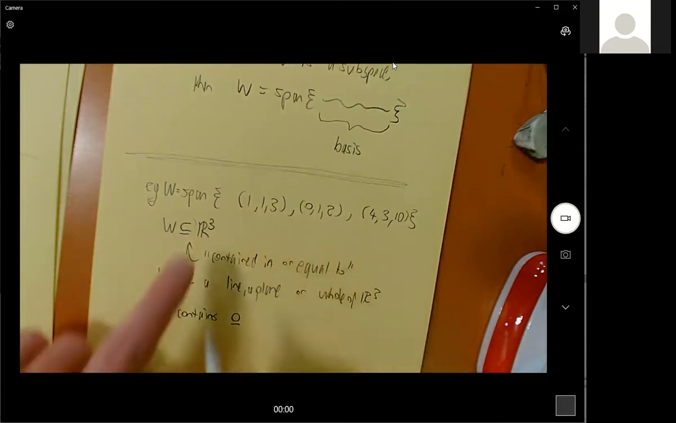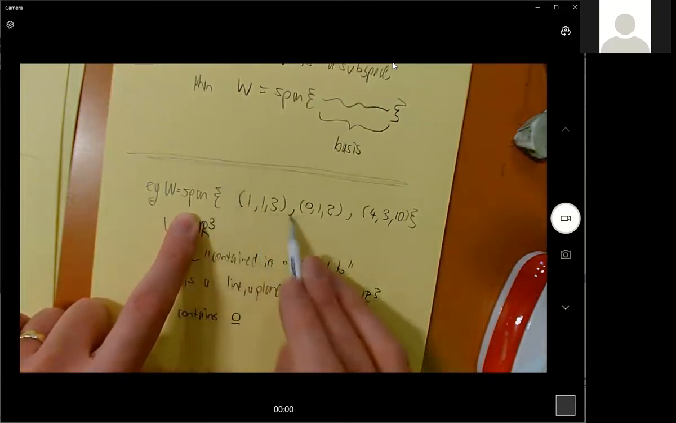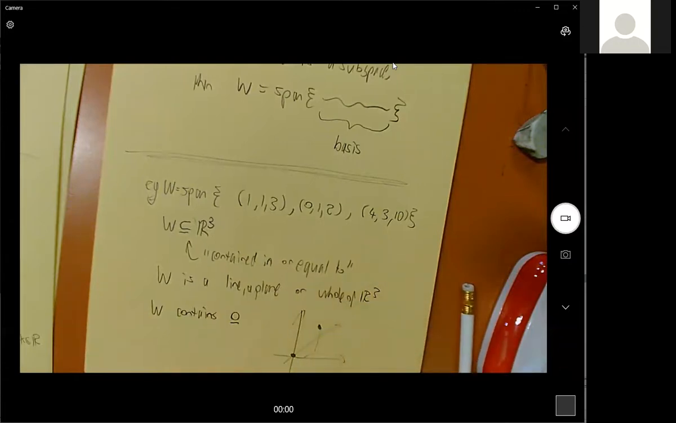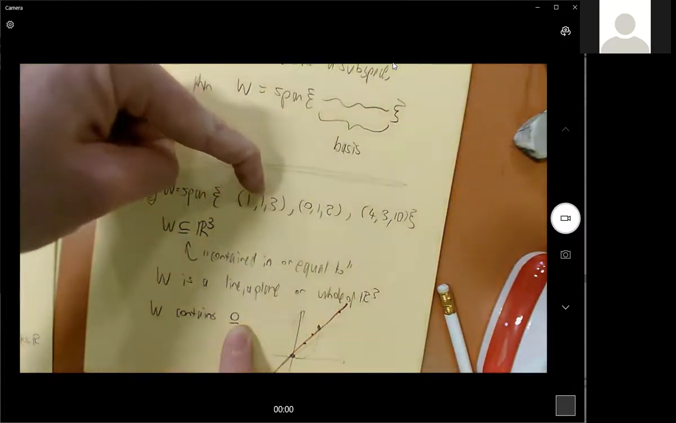And the reason for that is it's the span, which means it has all the combinations. So it has zero of this plus zero of this plus zero of this. So it definitely contains the zero vector. And if I've got something that's a line or a plane or the whole of R3 that contains both the zero vector and this point, then that's going to create an entire line. So here we are in R3. It contains the zero vector and the point 1, 1, 3. And every multiple of this point has to be in this set as well. So half of it and two of it and two thirds of it and minus one of it. And that's going to produce an entire line. So because it definitely contains a zero vector and definitely contains this point, it contains a line.